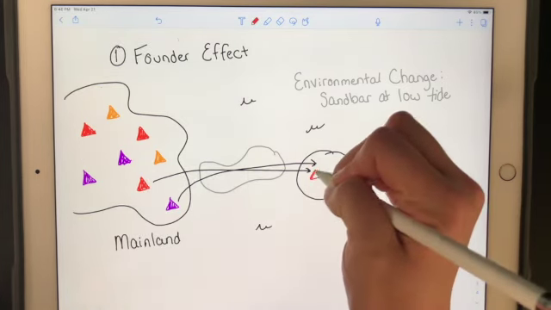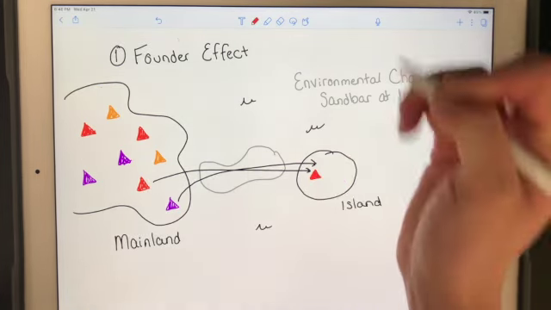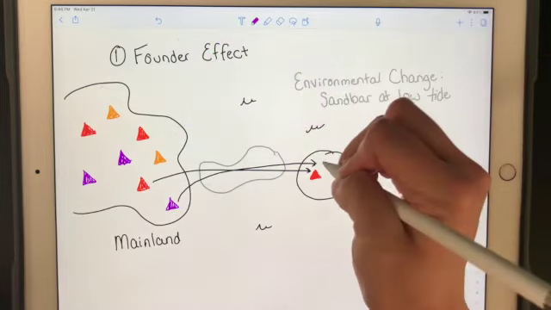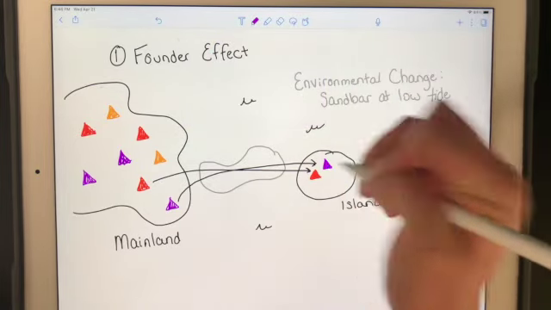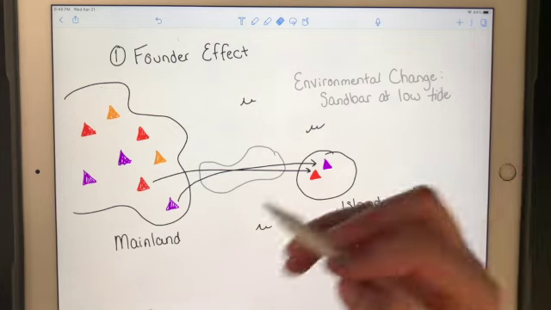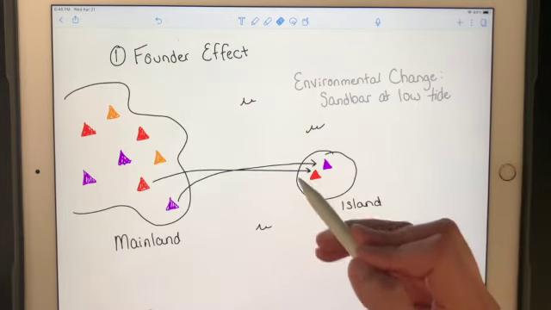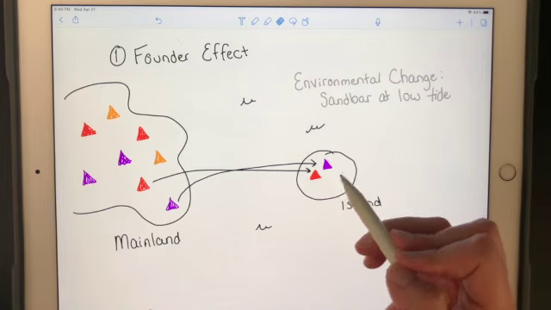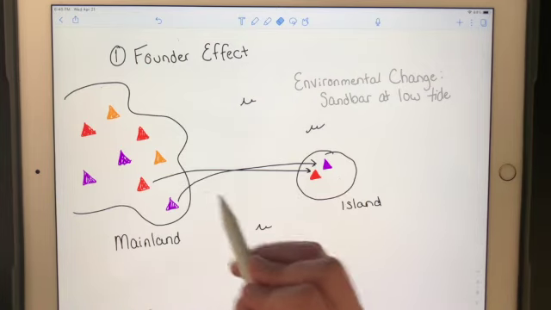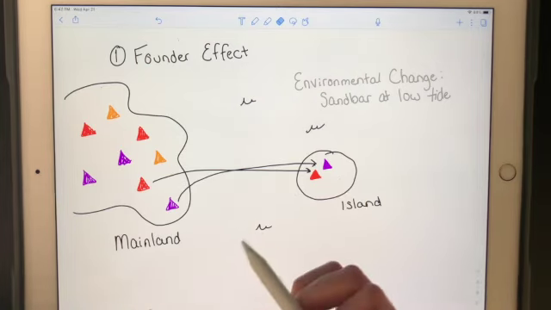So I'll draw in my red triangle because now he's over on the island. My purple triangle is now also on the island. However, once the sandbar is gone, you now have these two stuck on the island. They can't come back across because there's no more sandbar for them to travel with.